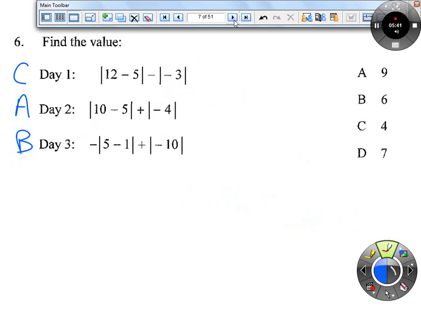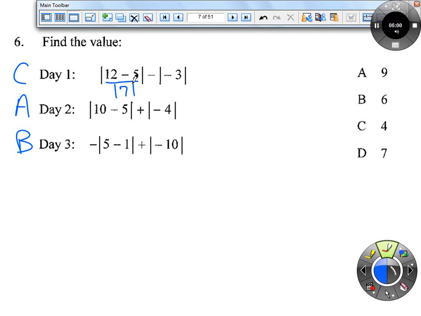Okay? The next one, find the value. What you want to do here is do all the work inside the bars first and then take the absolute value. So 12 minus 5 is 7. And then you want to take the absolute value of that. So that's going to be 7.